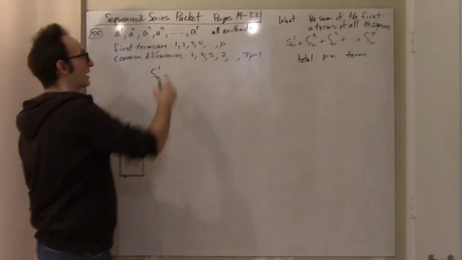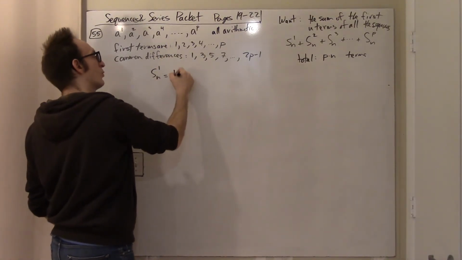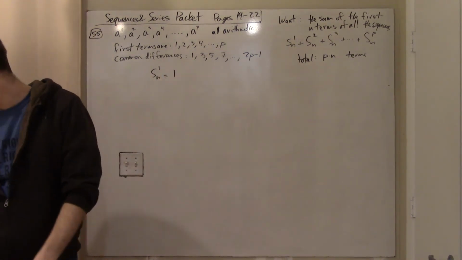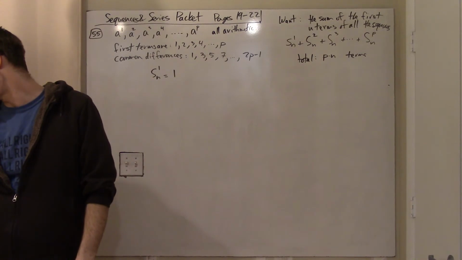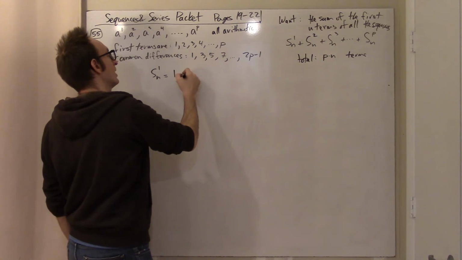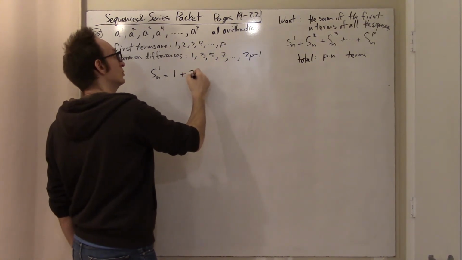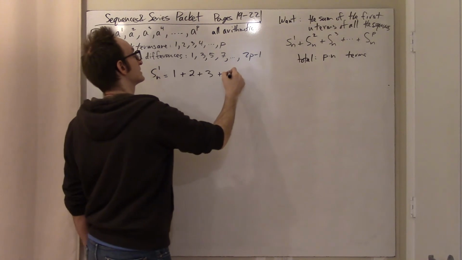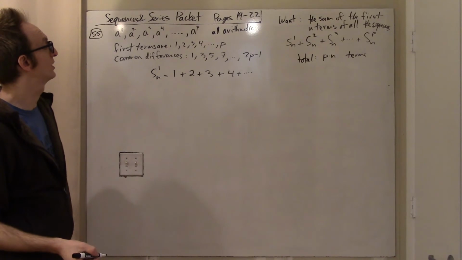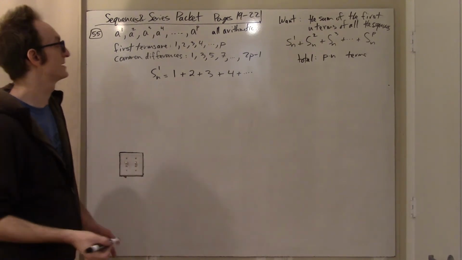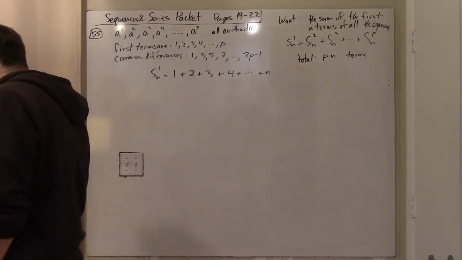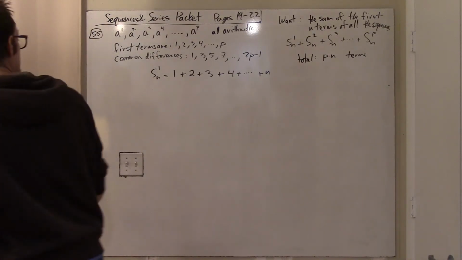Well, what does the first sequence look like? The first term of the first sequence is a 1, and the common difference of the first sequence is 1. So I think this is just going up by 1 every time. So what am I adding? I'm adding 1 plus 2 plus 3 plus 4 plus all the way up to the last term, which is n. So it's just n. Alright, that was pretty easy. Should just not even look at what I have over there.